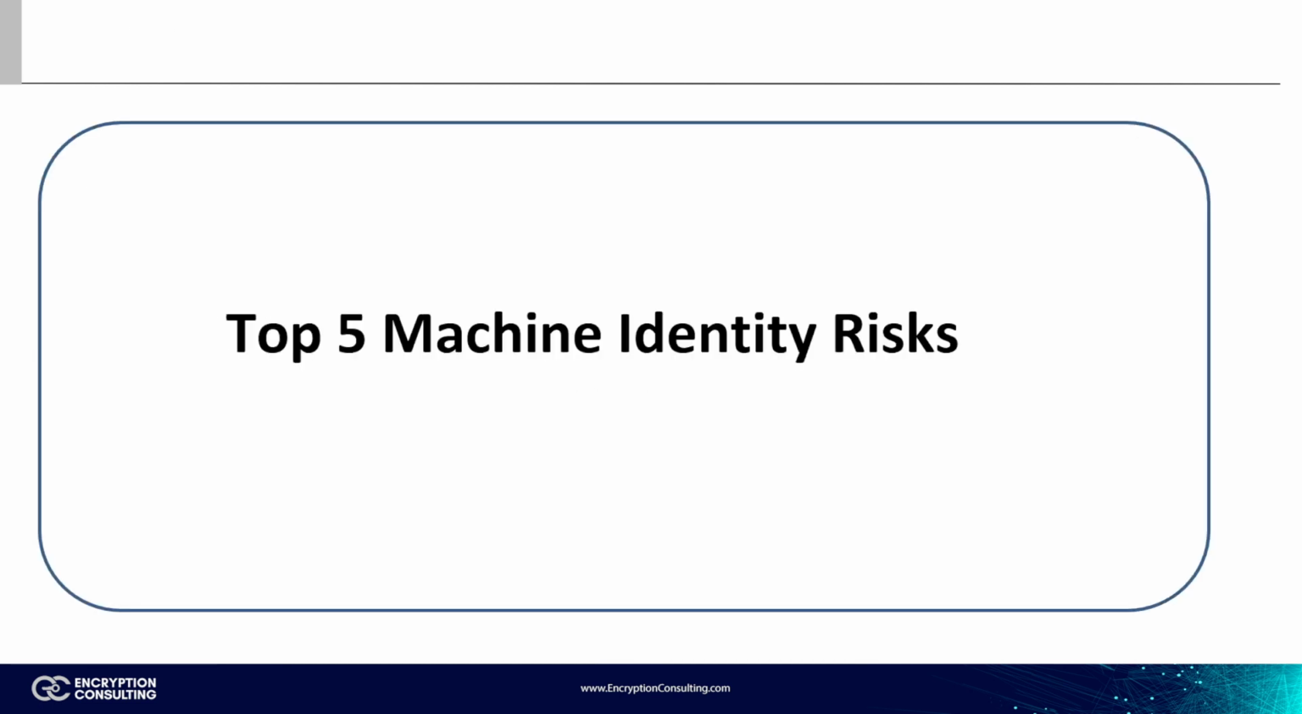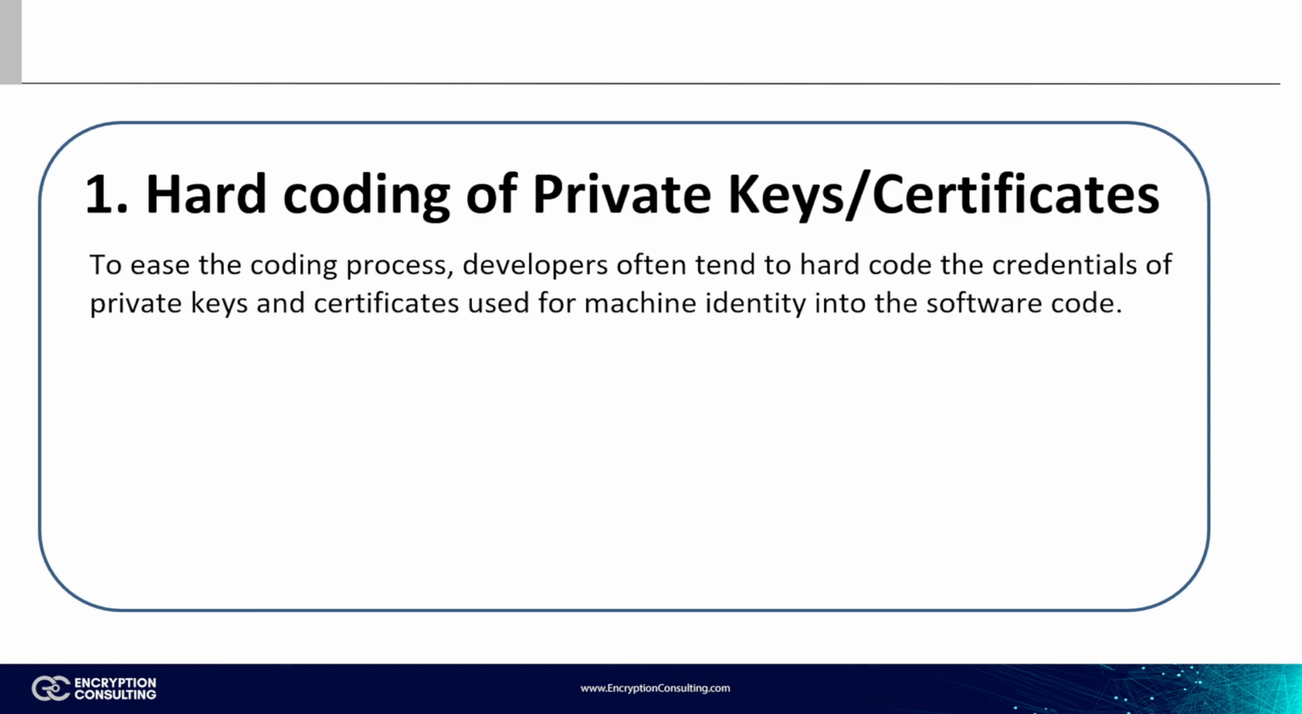So now let's get into what the top 5 risks are for machine identity. So first we have hard coding of private keys and certificates. To ease the coding process, developers often tend to hard code the credentials of private keys and certificates used for machine identity into the actual software code. This is a very bad practice and organizations must avoid it at any cost. Hard coding the private certificate details can lead to hackers accessing the certificate details and leveraging it to perform unauthorized actions. So it's very important to prevent this.